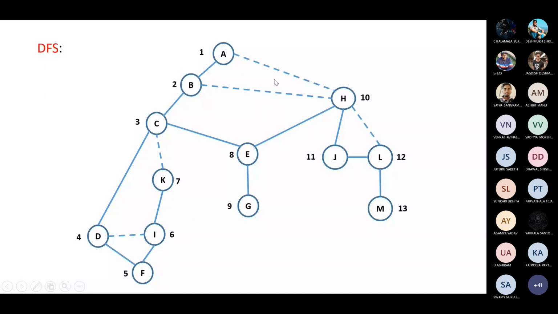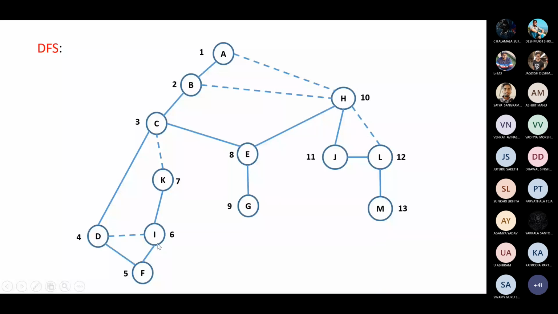So this is the DFS of this graph. We see the order in which these vertices are visited in a DFS. First vertex A is visited, that is 1, then B, this is 2, then C, this is 3, then D is 4, then F is 5, I is 6, K is 7. K to C is a back edge because C is already visited, so it is dotted. Then I come back to I, and from I to D, I see that D is already visited, so ID is a back edge.